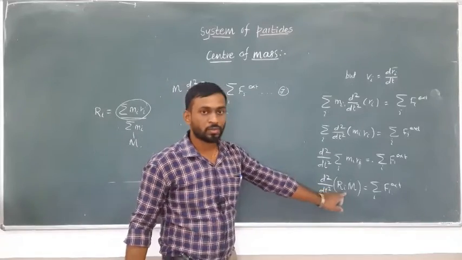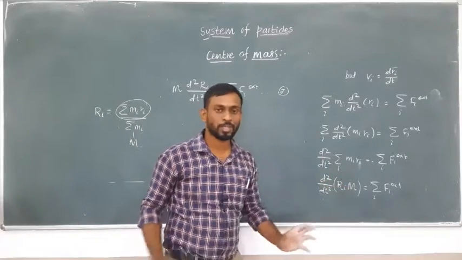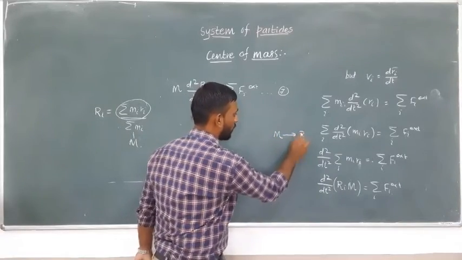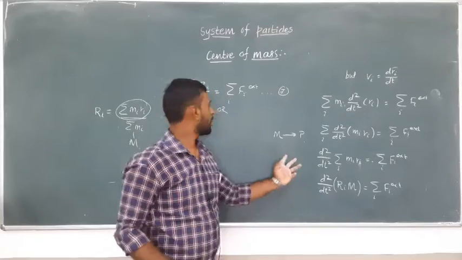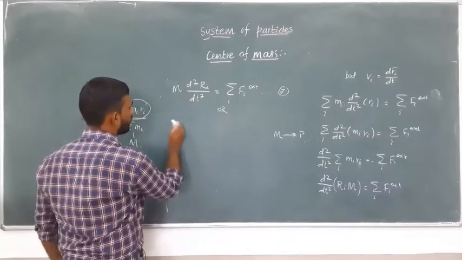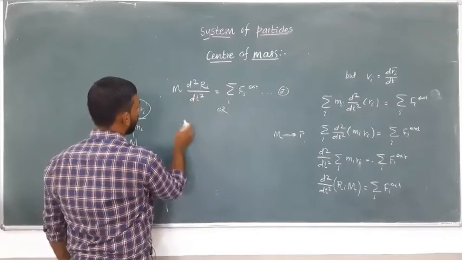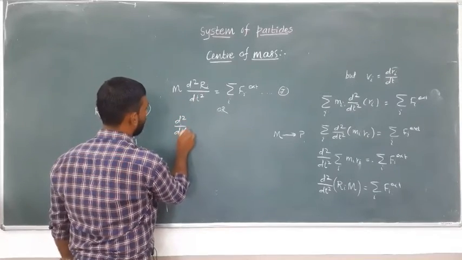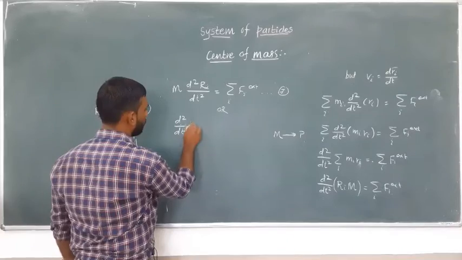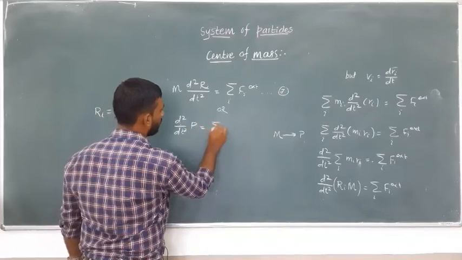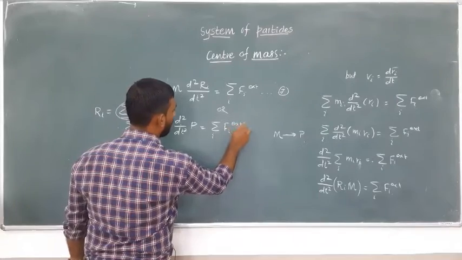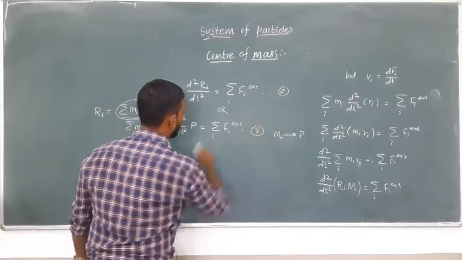what is R into M? Momentum of this total mass M, momentum corresponding to this total mass M. So I can again write this equation as, yes, d2 by dt square with P is equal to summation over i F_i external. This is equation number 8.